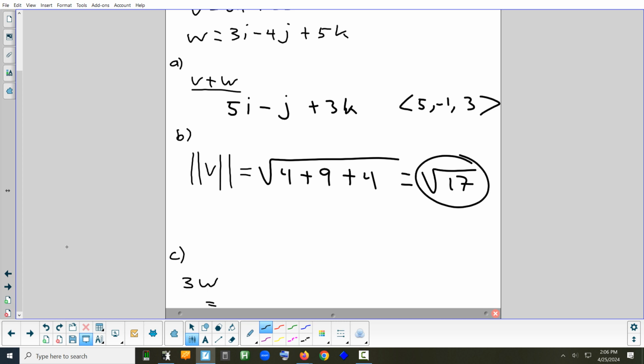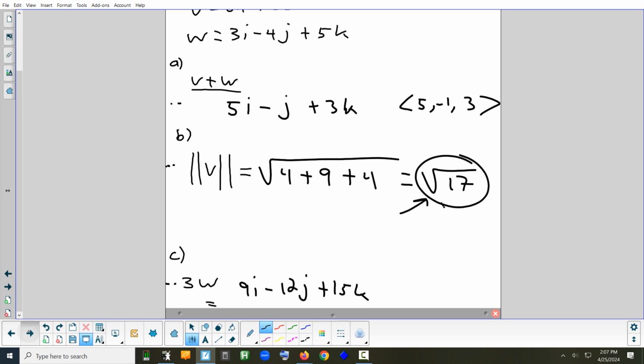It would be 3w equals 9i minus 12j plus 15k. And again, that's unit vector notation. How would you write this one in unit vector notation? That's just a magnitude. That's not a vector at all. So you can't write that in unit vector notation. It's just a number. The answers to A and C were vectors. The answer to B is just a magnitude, just a number.